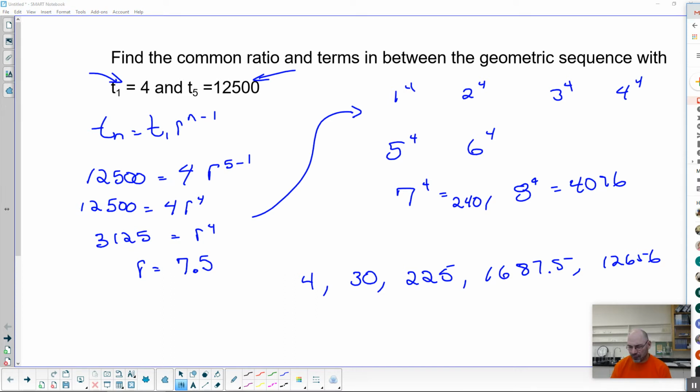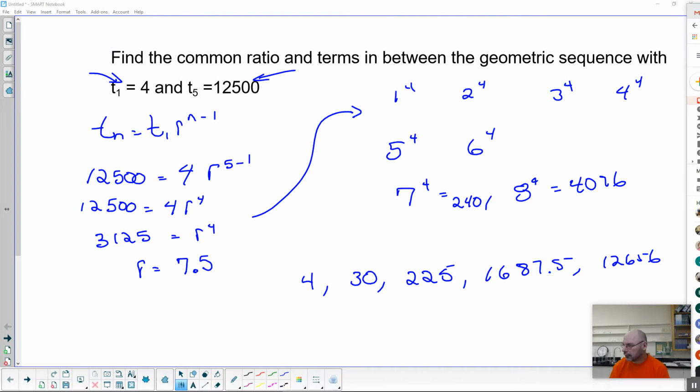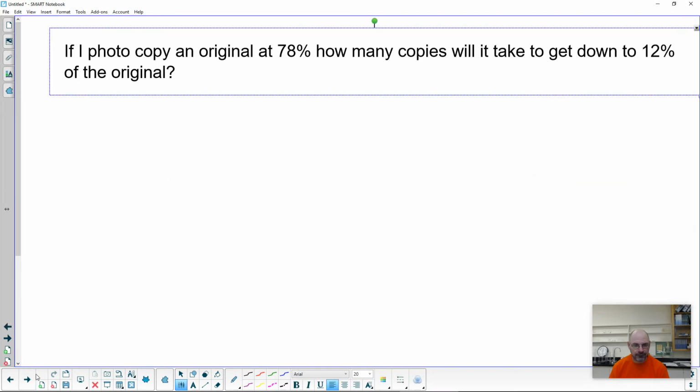Okay, the next one that you asked about, 6. 6 was the photocopy question. So let's do a photocopy question. If I photocopy an original at 78%, how many copies will it take to get down to 12% of the original? There's a couple different ways to do this. The easiest way is just to write it out, and you don't have to worry about a formula then. That's what I would do.